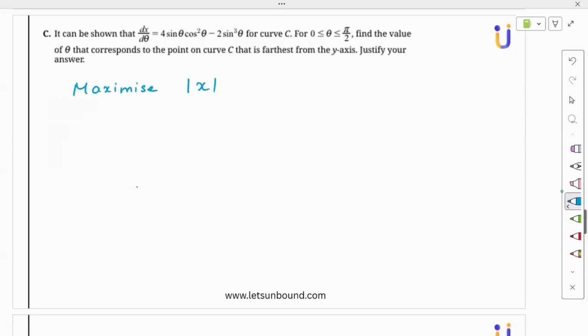Maximize modulus of x. How will you maximize something? You differentiate and set it to 0. That's the same. They clearly provide us dx by d theta equal to 0 and solve for those theta values. And they clearly give that 4 sine theta cos square theta minus 2 sine cube theta equals 0. Correct? Now I need to solve them.